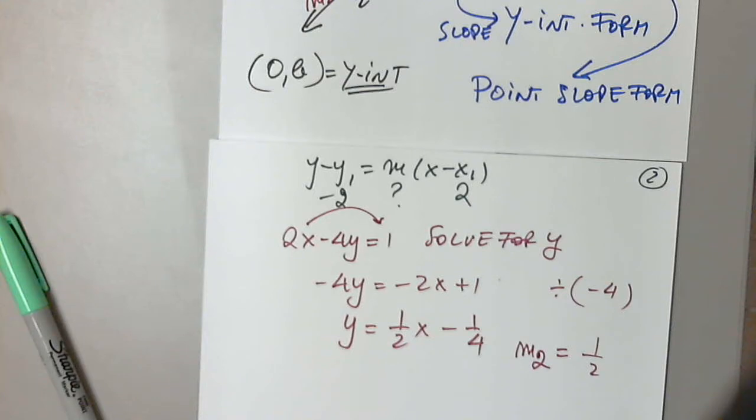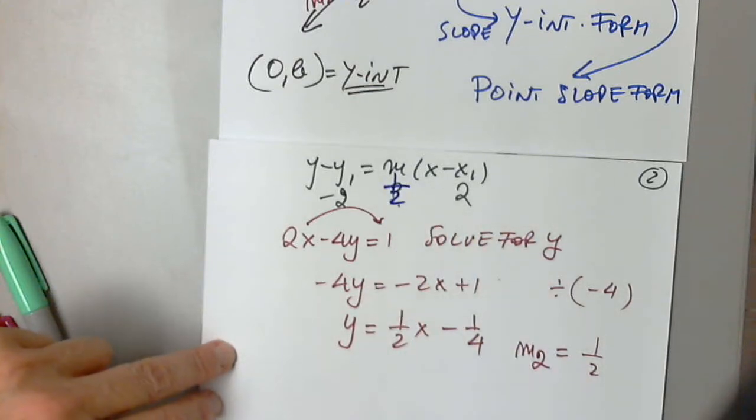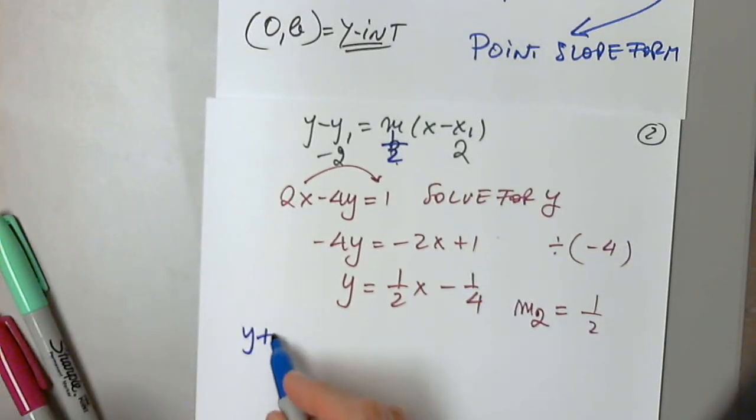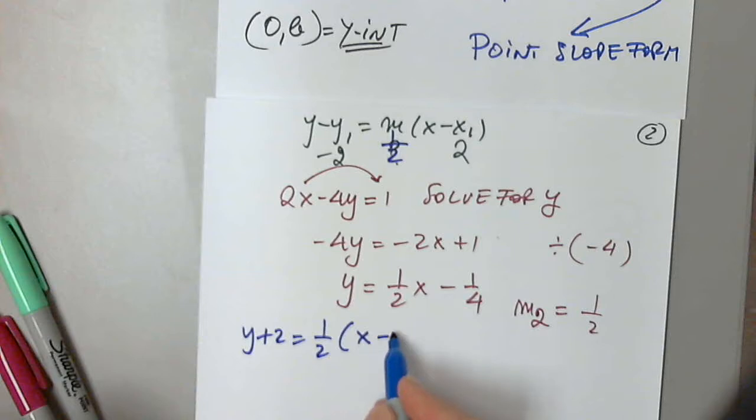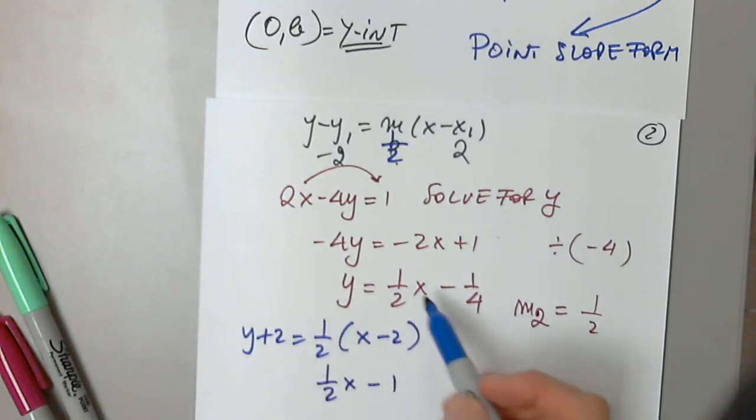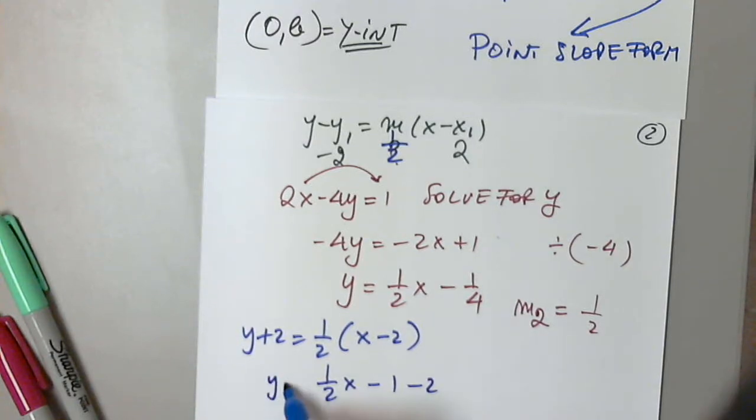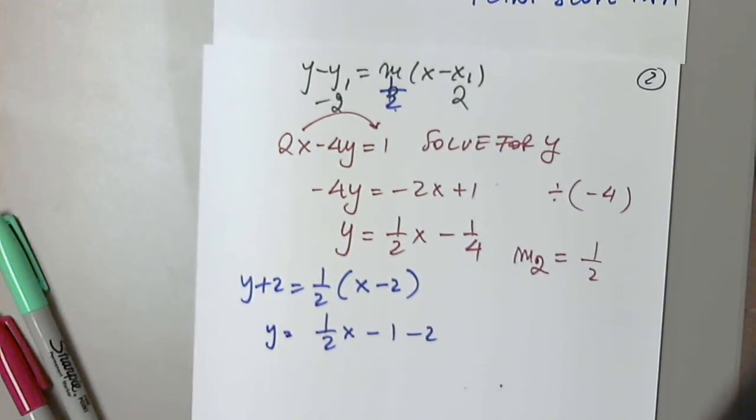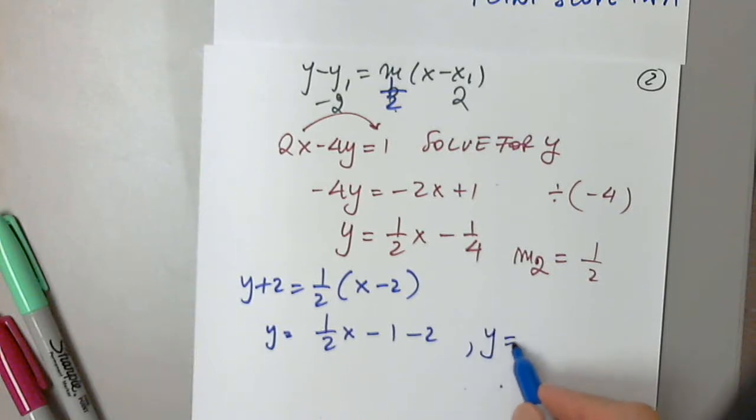Is this okay so far? We do have to solve for y, however. So we replace the slope by 1/2. And we have y plus 2 equals 1/2 x minus 2. We distribute. We get 1/2 x minus 1. And then we subtract 2. So y equals 1/2 x minus 3.